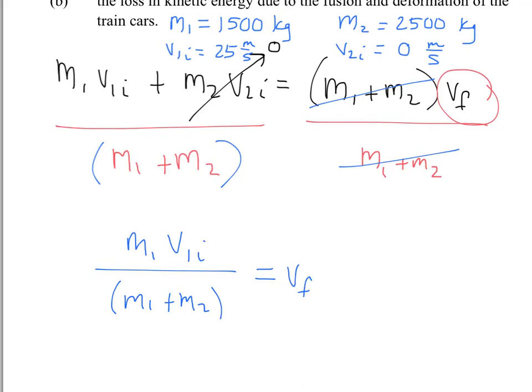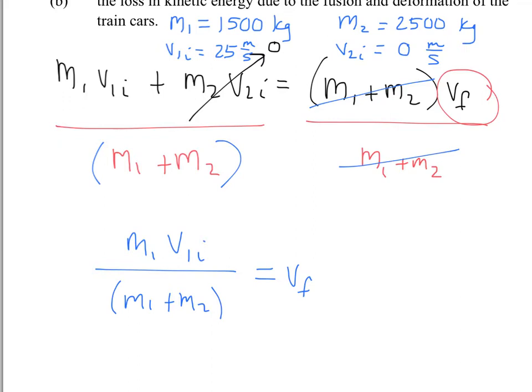That is for this specific problem. If you have a problem where both objects are moving, then you wouldn't have dropped off that M2 V2I. If the second train car had been moving, maybe there was a head-on collision, so they're both going toward each other like this, and they hit. Then they both have some sort of momentum before the collision.